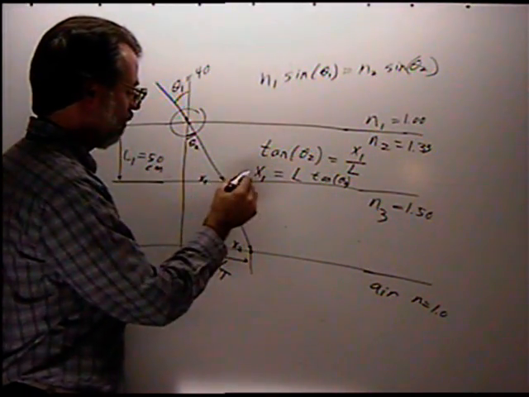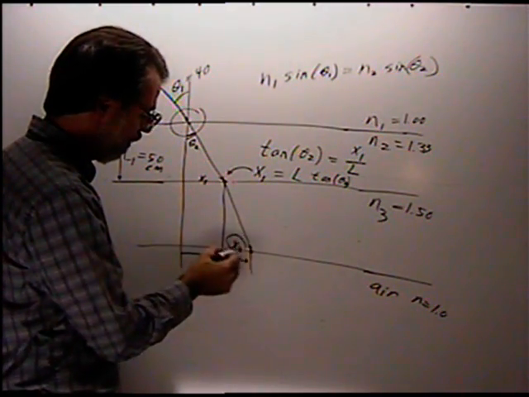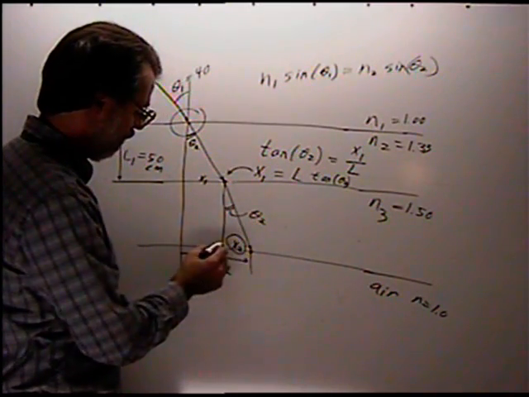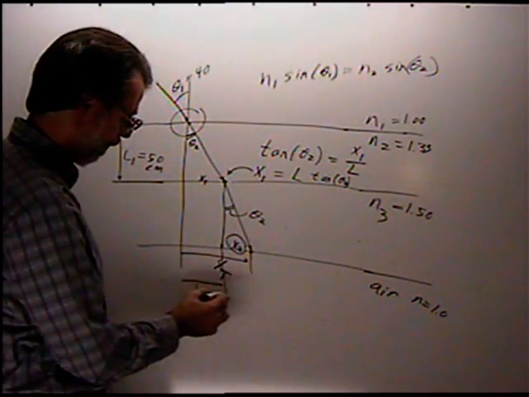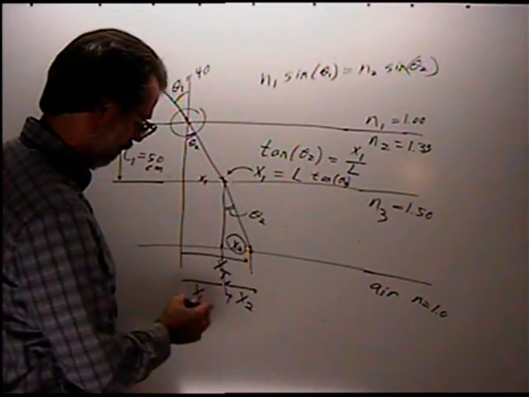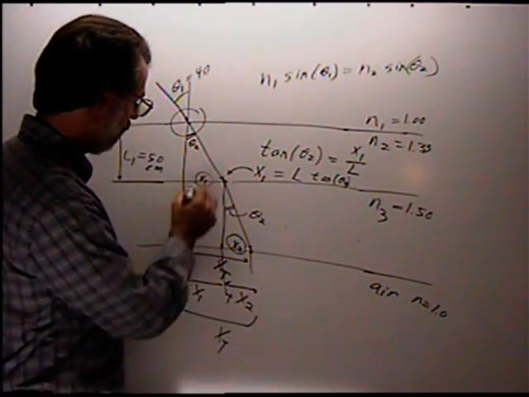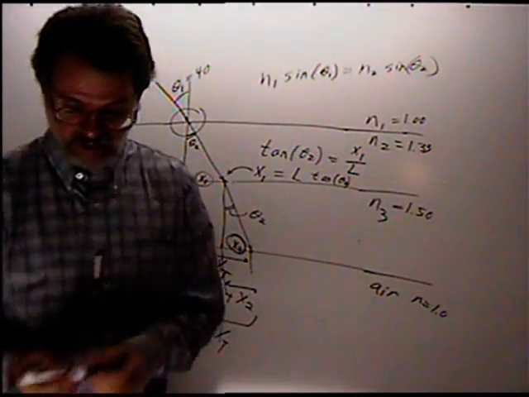We can solve for x1 for this distance here. Then we can solve for this little x2 in the same way. And then the total here is simply x1 plus x2. So the total x is simply this x plus this x. I hope that's clear. Okay?